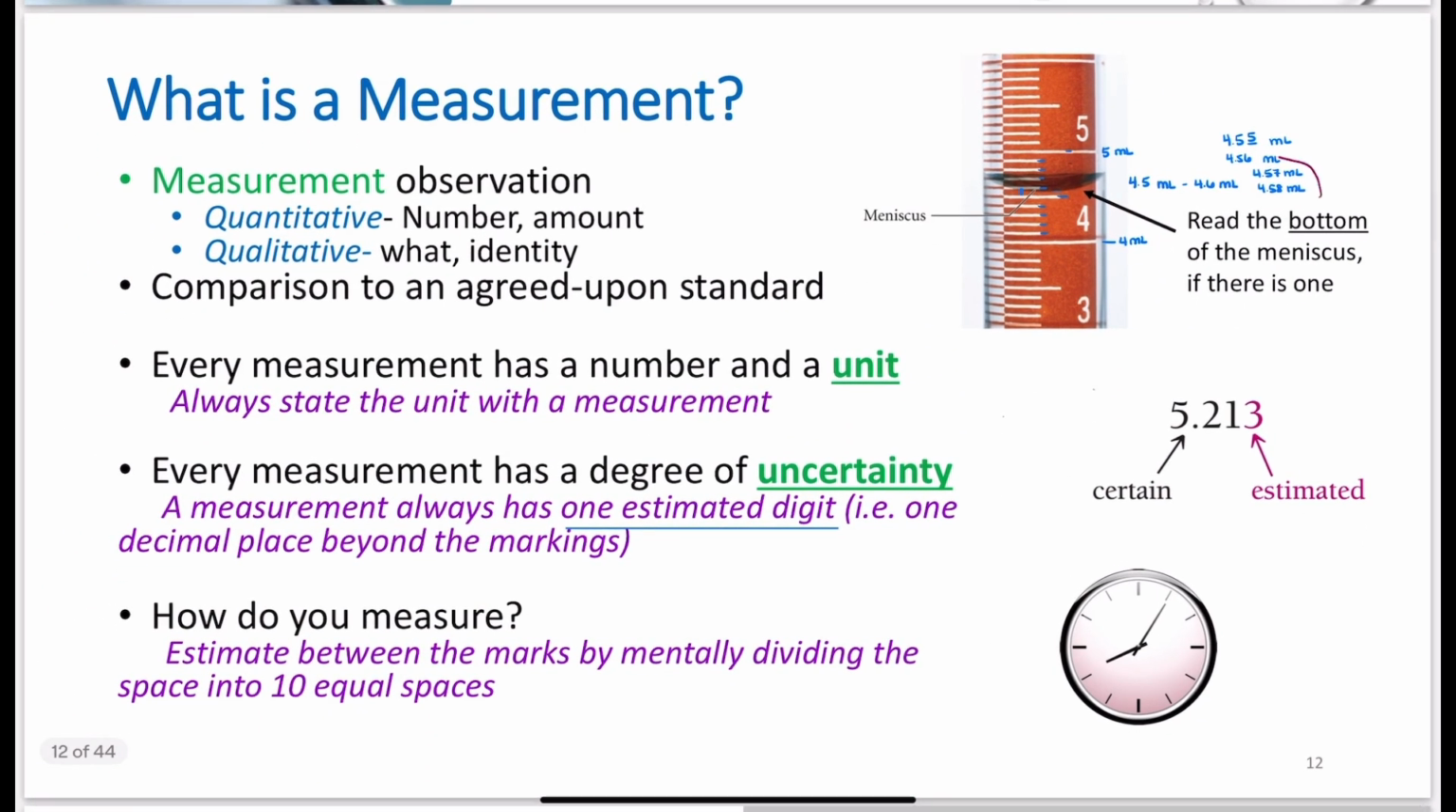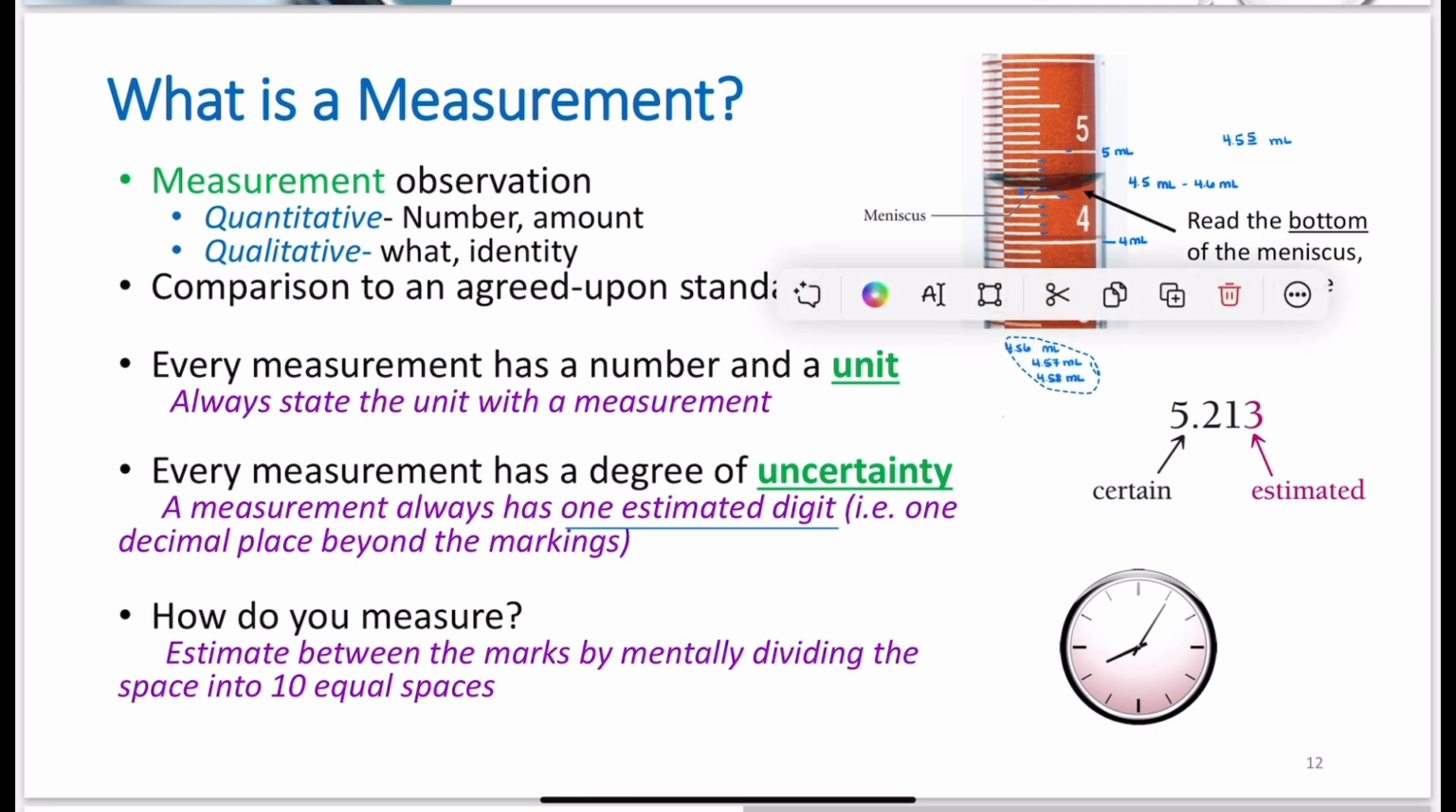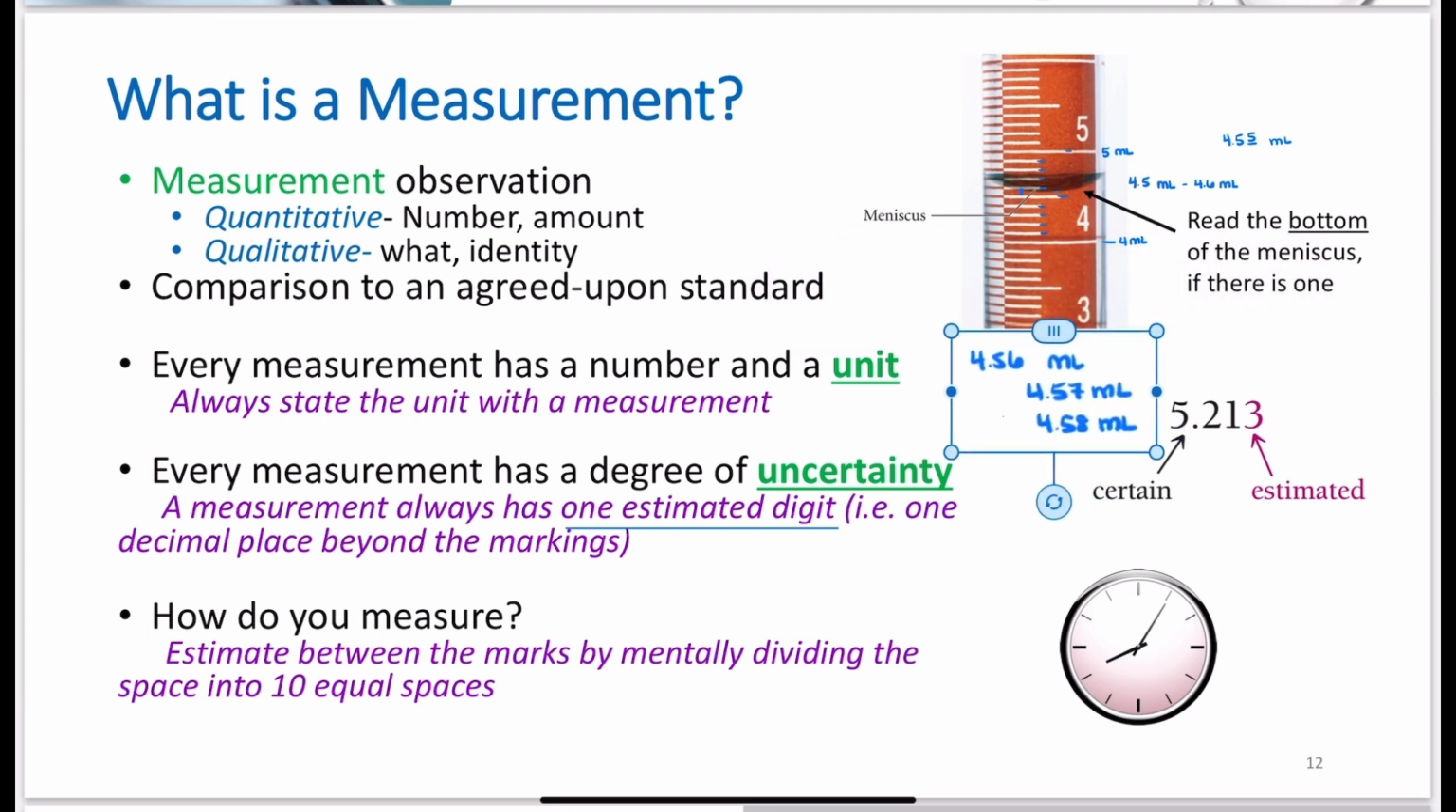But all of these, sorry, I'm trying to draw these and get them out of here so I can make them bigger. These would all be accurate measurements for that graduated cylinder. 4.56, it's an estimate. 4.57, probably a little more accurate. 4.58, probably a little more accurate because it's a little closer to that 4.6 line than not.